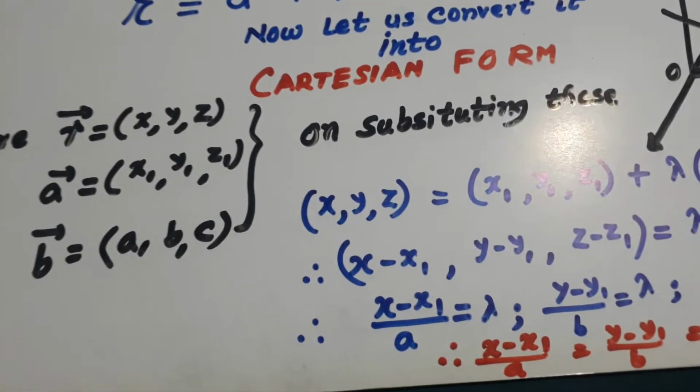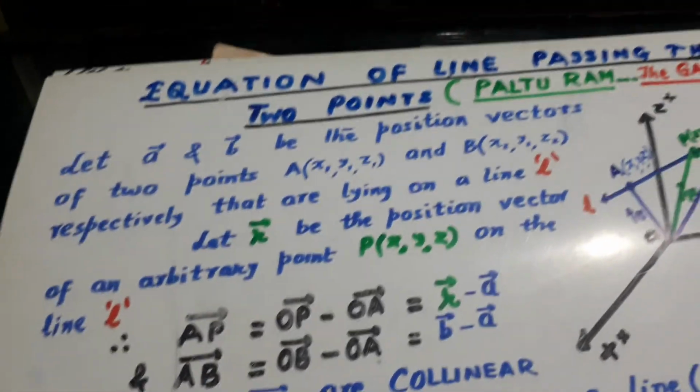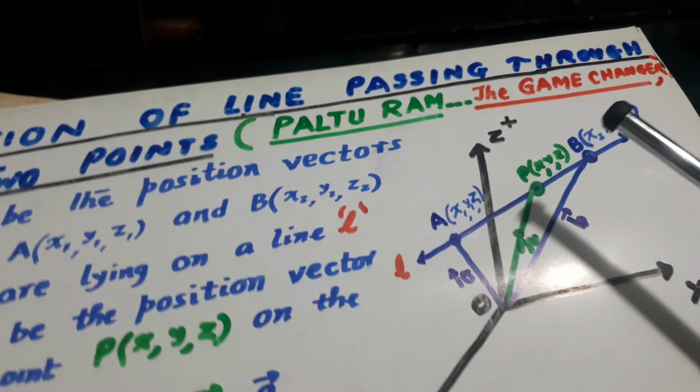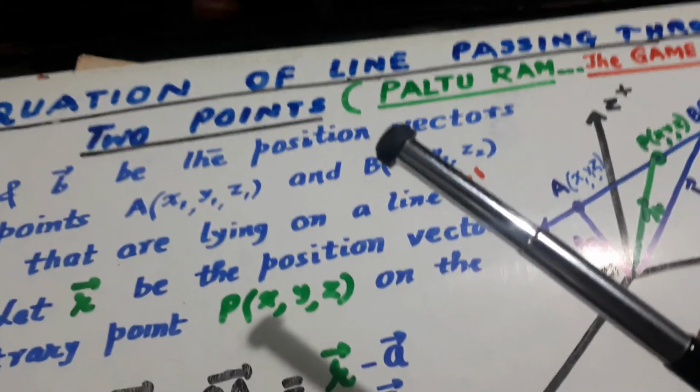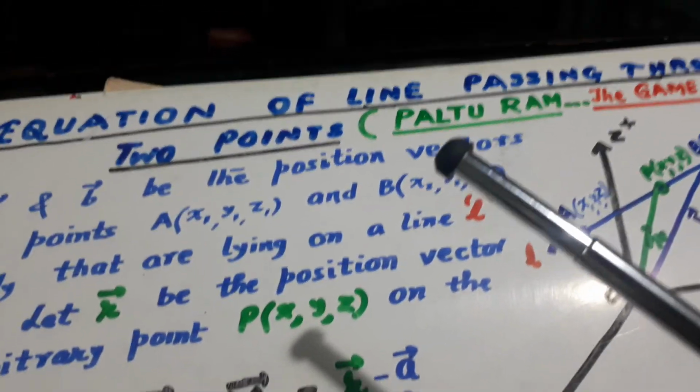Now let us go further. Let us go to equation of line passing through 2 points. We already know through 2 points, one and only one line passes.